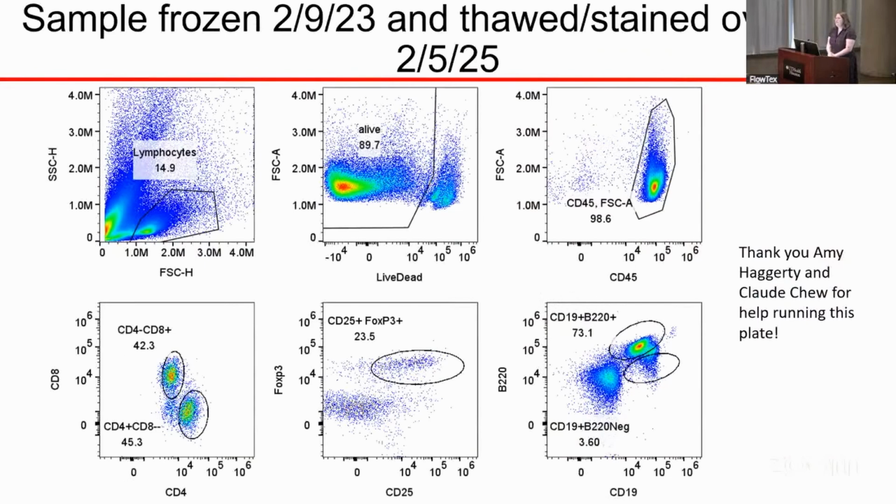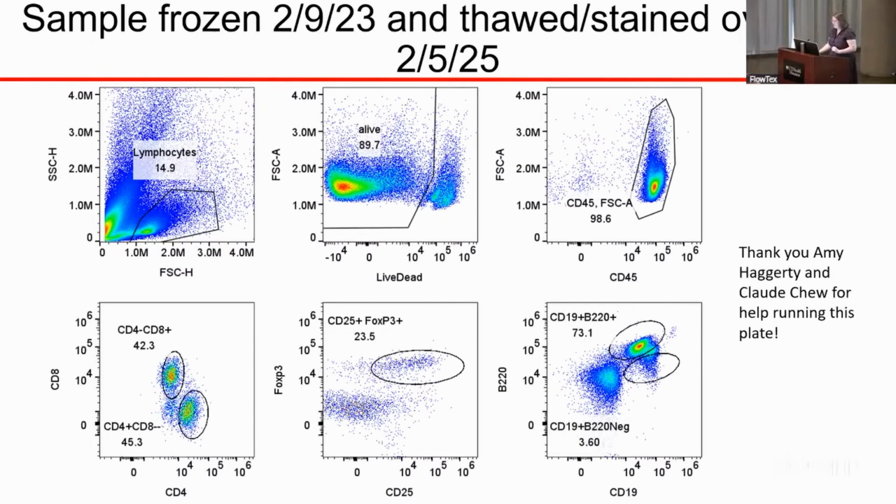So this is a sample that I froze in February of 2023, and that I then thawed and did overnight staining earlier this month, February 2025. This is a lacrimal gland, so this is not just a spleen or anything. That's why there's so few lymphocytic cells in such a massive population.